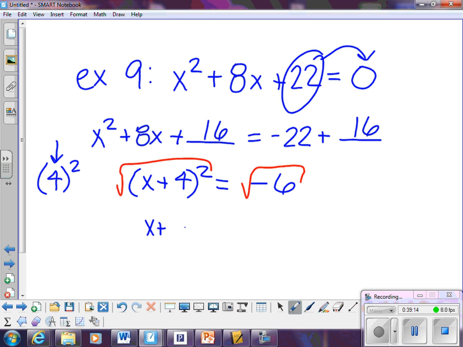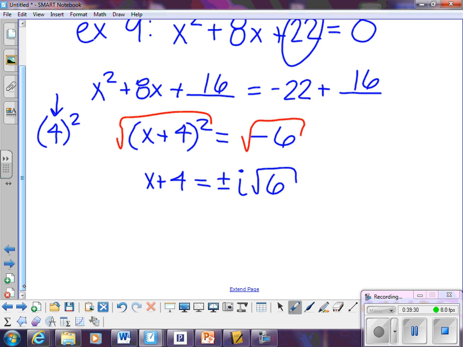So this is actually x plus 4 equals plus or minus the square root of negative 6, or actually, it would be plus or minus i root 6. Sorry. So how do I move that? You can't take the 6 out. Think about it. Can't reduce that, can you? So my answer would be x equals negative 4 plus or minus i root 6.